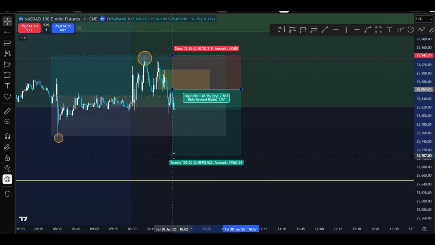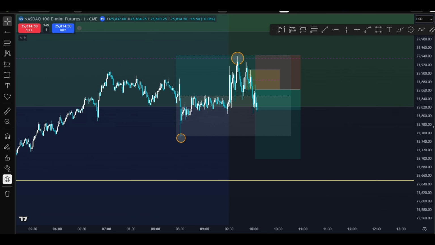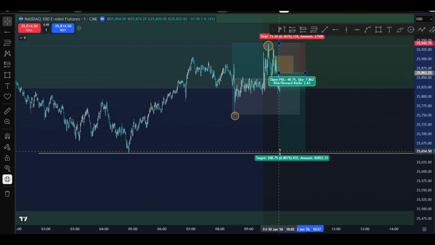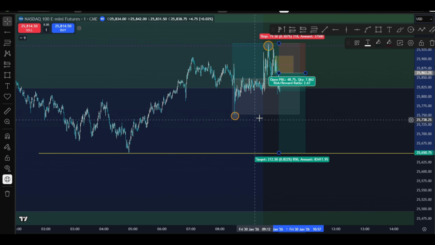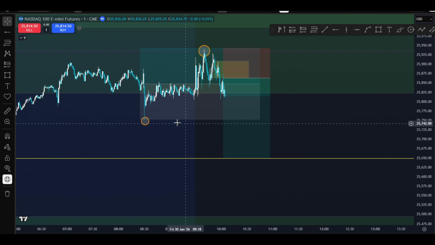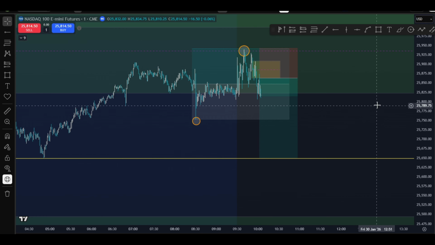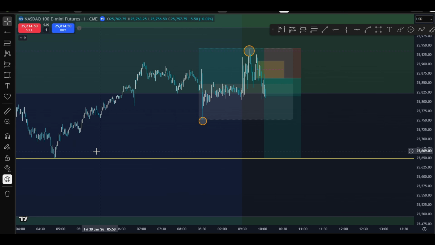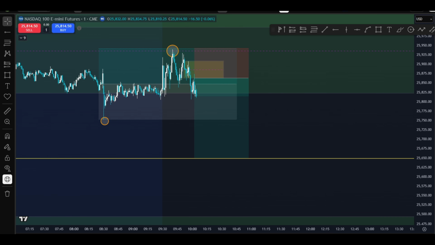So let's target QRR, or you can even target this external liquidity or this internal liquidity, right? As we mentioned before, we can target these internal liquidity or external. Since it's aligning with the higher time frame, we can target the external liquidity. We'll let this play out.